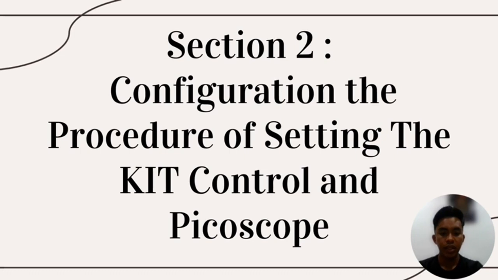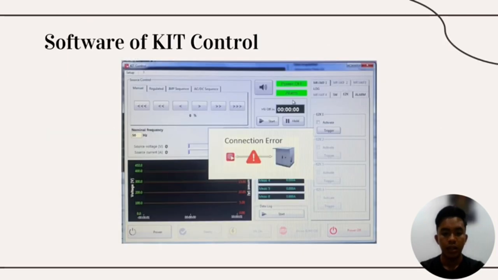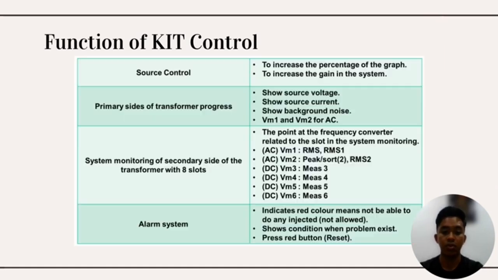I'm going to explain about section 2, that is configuring the procedure or setting in the kit control and microscope. This is the software of kit control. Before that, we can look at the functions of this kit control. First, they have source kit control.